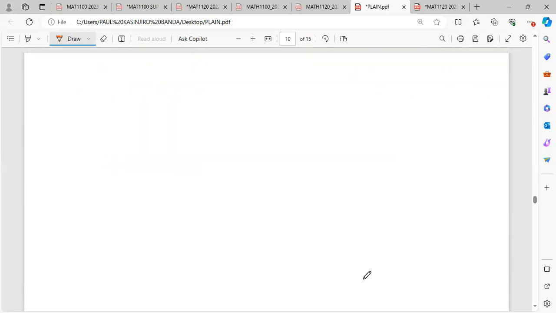Okay, so how do you find the nature of the critical point? So that was now number 2. So how do you find the nature of the critical points? To determine the nature of the critical points, we have to find the second derivative.